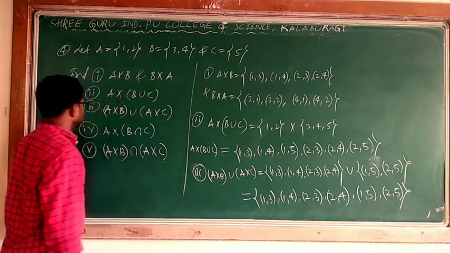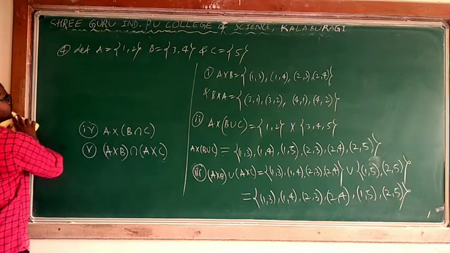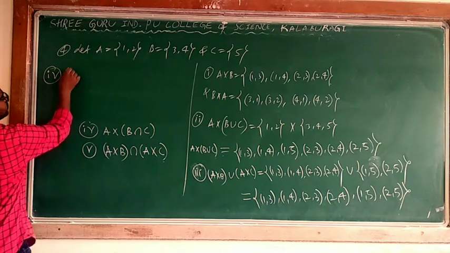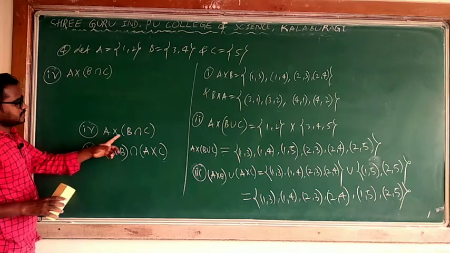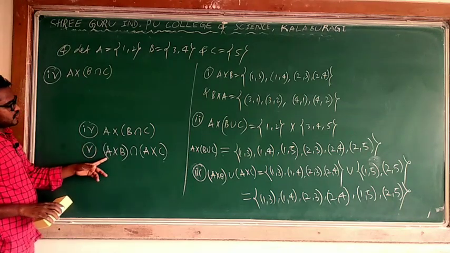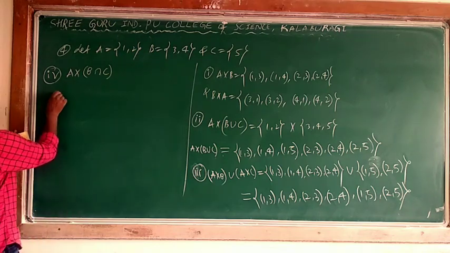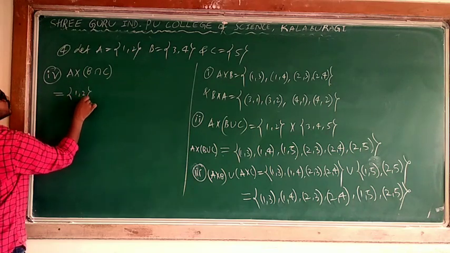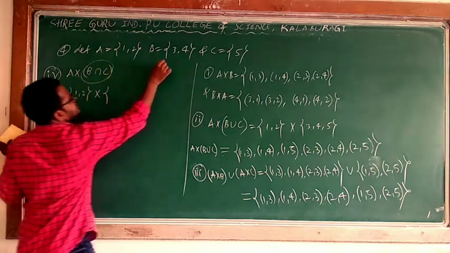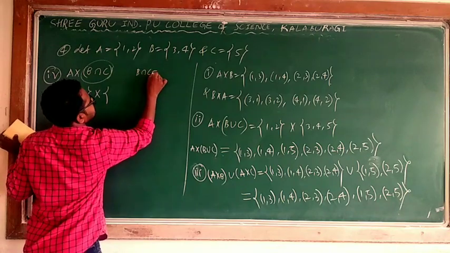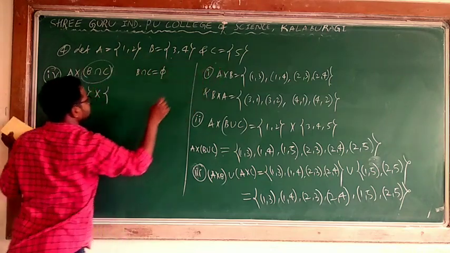Then I need to find the fourth one. The fourth one is A cross (B intersection C), and the fifth one is (A cross B) intersection (A cross C). So what is A? A is 1, 2. What is B intersection C? There is no common element: B is 3, 4 and C is 5, so no element is common. Means B intersection C is empty.